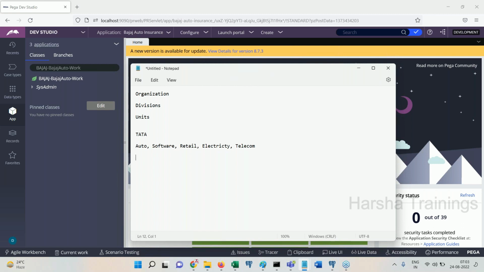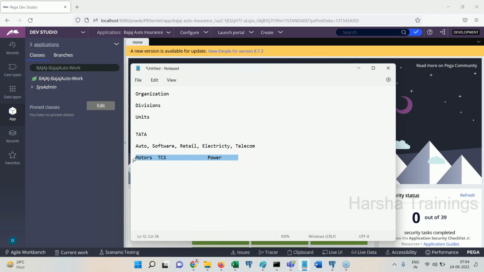Under each division you have different units. One or more units can be there. Under auto you have Tata Motors. Under software you have TCS and maybe multiple other companies. Under retail you have many Tata related products. Under electricity you have Tata Power. Under telecommunications you might have some business for sure. I don't remember the exact names, but like this there are different units that we have.